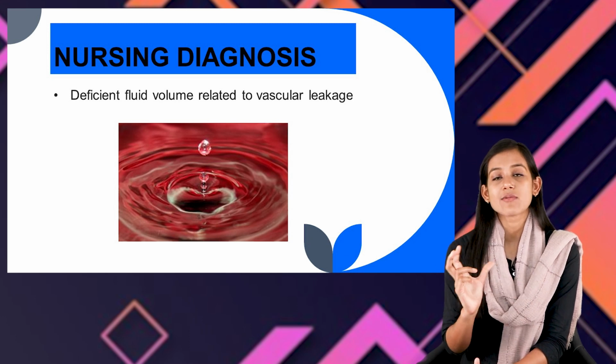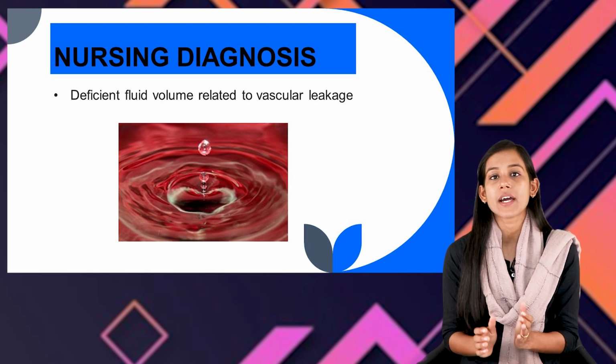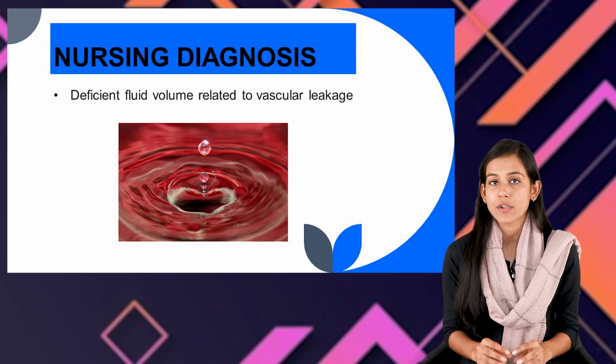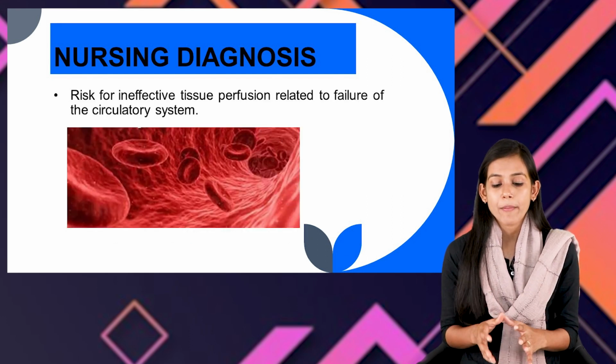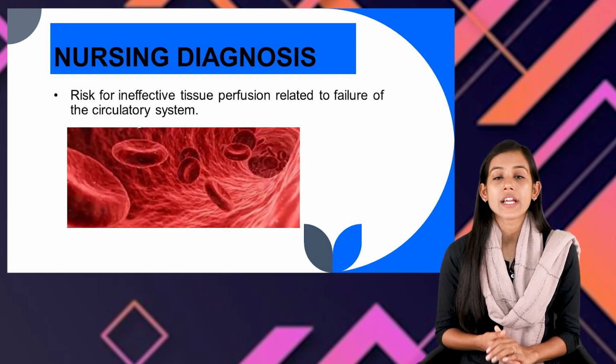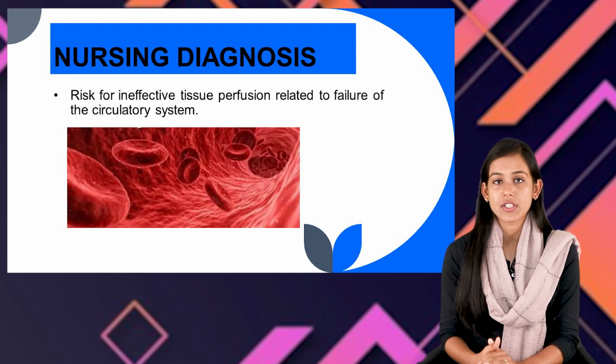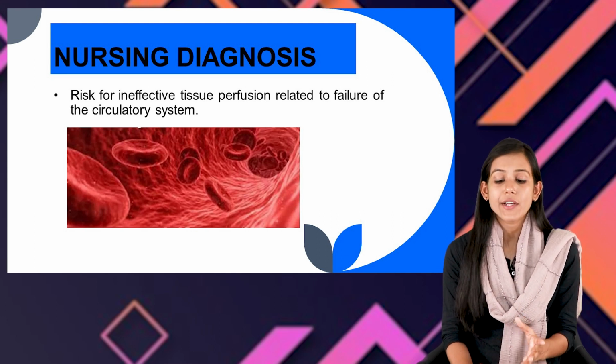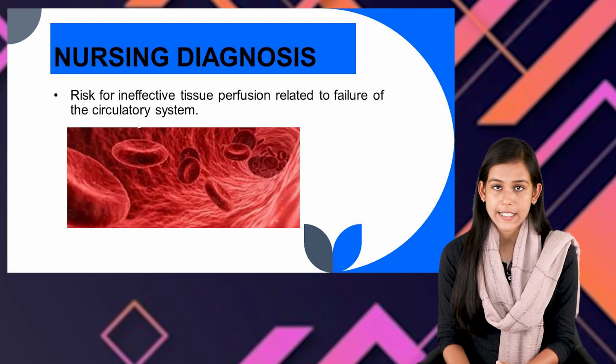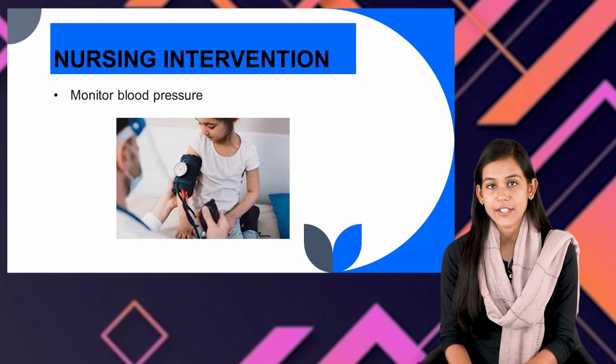So when there is this vascular leakage, definitely there would be deficient fluid volume, right? Now, apart from this, there might be risk for ineffective tissue perfusion related to failure of the circulatory system, right? So these are some of the nursing diagnoses. Now next, let us move on to nursing interventions.